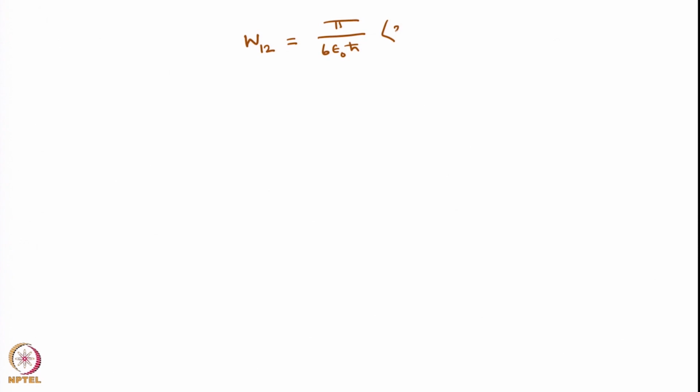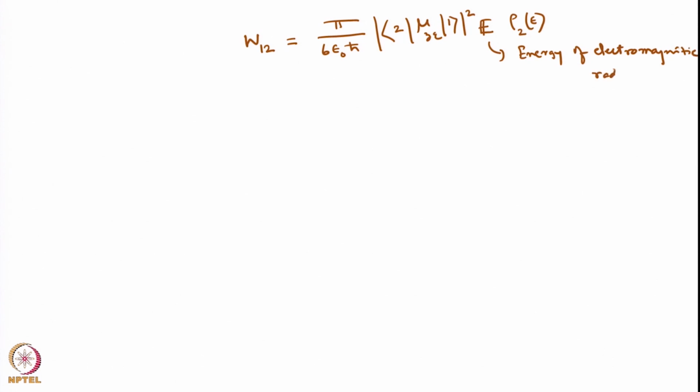modulus of 2 integral to mu z epsilon 1 square E rho 2 of electromagnetic radiation. Okay. So, this is what we have.